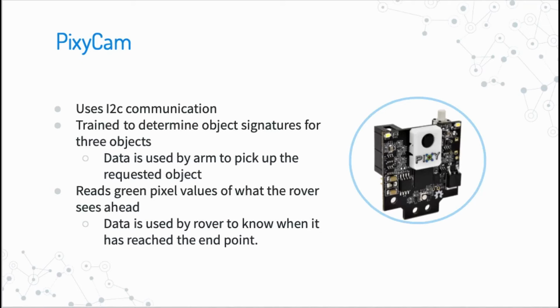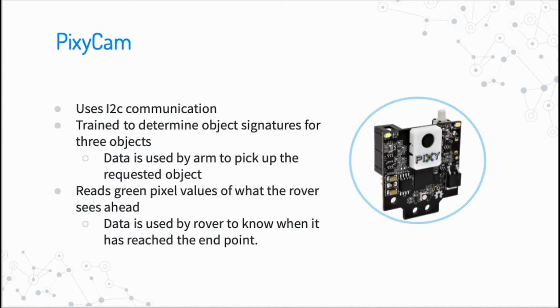If the rover reads a very high green pixel value, like greater than 200 pixels, that means the rover should stop as it has reached the location of where the objects are. This event will signal the PixieCam on the arm to start picking up objects. Not only do we use the PixieCam on the rover, but also the arm.